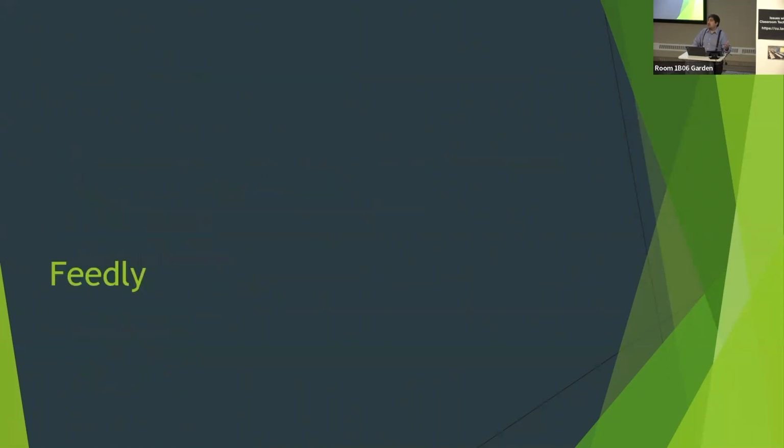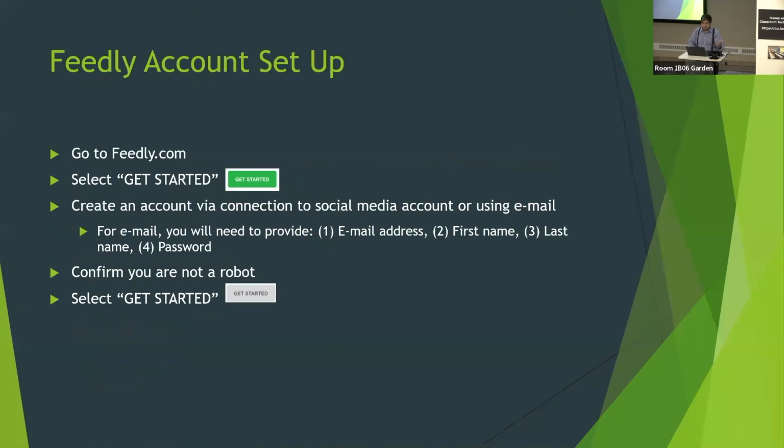So let's talk a little bit about Feedly. How do you actually set up your RSS feed? First you need to set up an account. The steps are pretty easy. We're going to go to Feedly, click get started, create your account, confirm your account, and then get started. I'm going to walk you through that process. I've already done it, so apologies if something populates on its own.